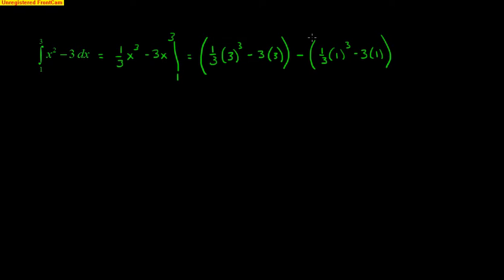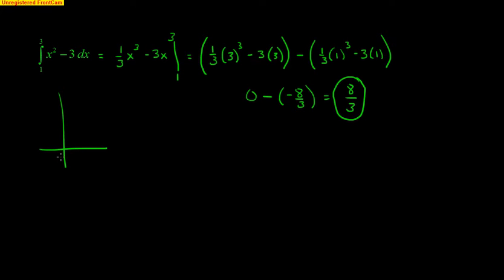And now I can either figure this out on my calculator or just figure out that 3 cubed is 27. 27 divided by 3 is 9. There we got all that stuff, and we wind up with 0 minus a negative 8/3, which is a positive 8/3. So there is the area under the curve of x squared minus 3. Now just a quick visual, x squared minus 3, that's just a parabola here, and we're bounded between 1 and 3. So wherever that area falls in between there, we have 8/3 that's going to be there. Okay? Let's look at another one.